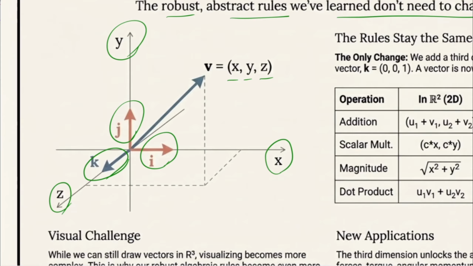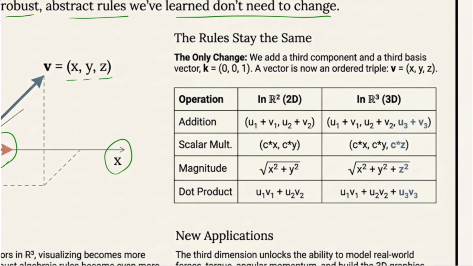So let's talk about the rules. Let's talk about the details. As I just told you, the only change is about the k. About the addition, we had u1 plus v1, u2 plus v2. The only thing that changes is that instead of just u1, u2, we are going to have u3, and for v1 and v2, we do have v3, which is representing the z. So my addition is going to be like this.